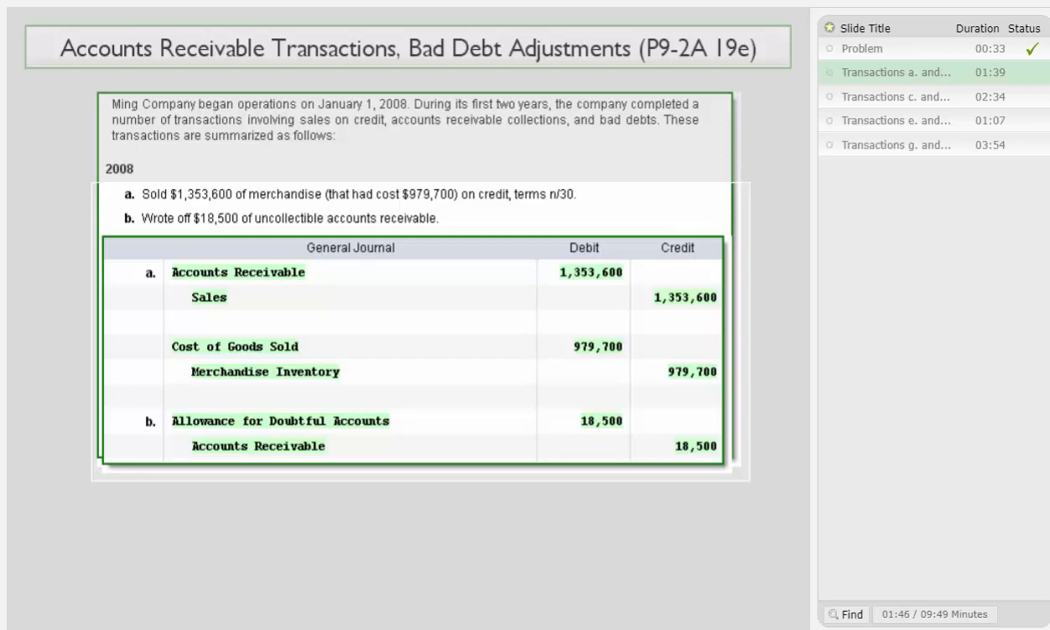Then on transaction B, the company wrote off $18,500 of uncollectible accounts receivable. Using the allowance for bad debts, or the allowance method, allowance for doubtful accounts, we debit the allowance for doubtful accounts for the $18,500 that we write off, and we credit accounts receivable in the same amount.